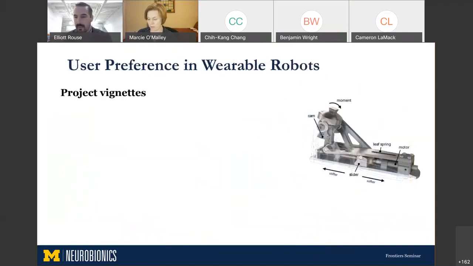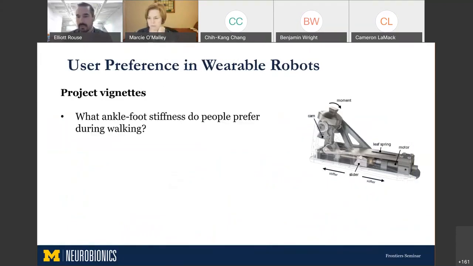So what I'd like to do for the next 15 minutes is tell you about four project vignettes. These are questions that we've been answering recently. The first question that I'd like to discuss is, what ankle-foot stiffness do people actually want? We don't know that, in part because we never had a system that could change its properties step to step. So let's start by figuring out, what do people actually care about?